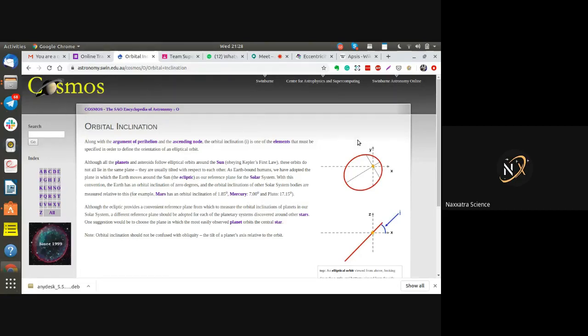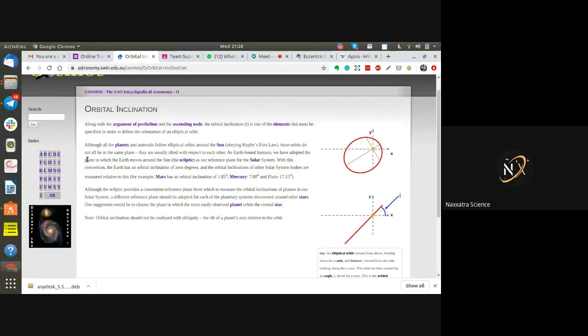Although all the planets and asteroids follow elliptical orbits around the sun, these orbits do not lie on the same plane. We know, for example, that Mars, Jupiter, Mercury, they're all on different planes with respect to the Earth-Sun plane. So this tilt is nothing but the orbital inclination, right? If you take the entire plane of, say, Mercury and compare it with the Earth-Sun plane, that tilt you get is nothing but the orbital inclination.